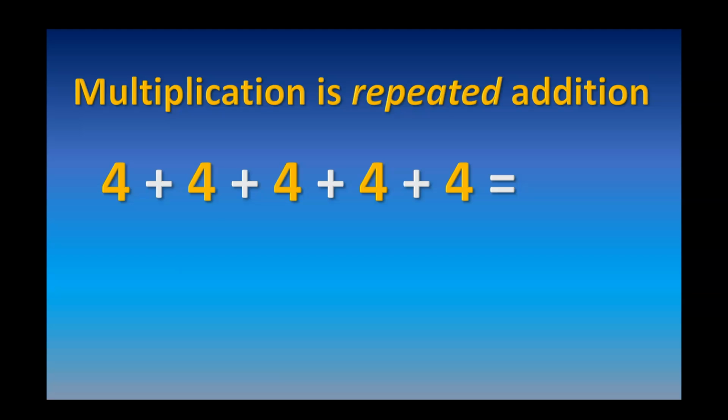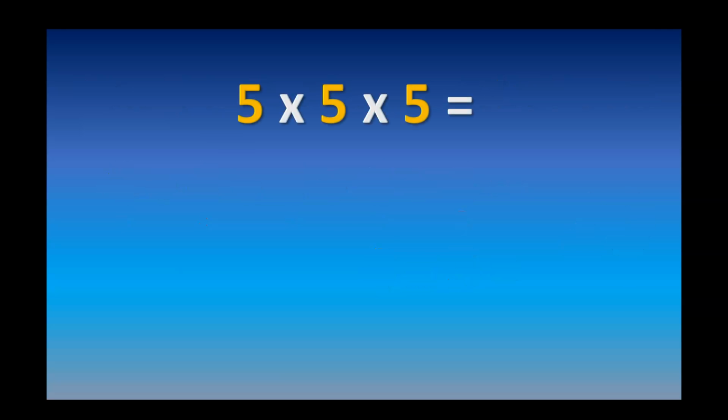Multiplication is repeated addition. We take a number and add it a certain number of times. In this case, we've written down the number 4 5 times, and that turns into 4 times 5, which is, of course, 20. What if we instead did repeated multiplication? 5 times 5 is 25, times 5 is 125.